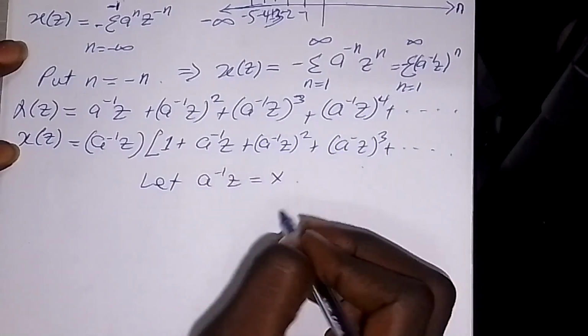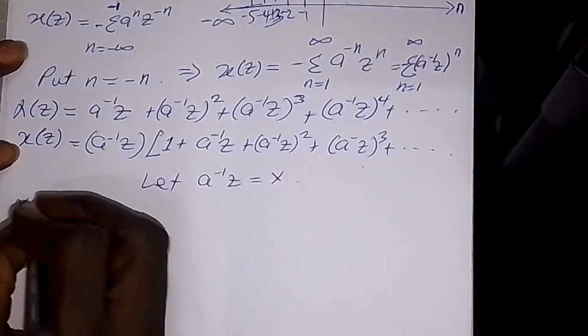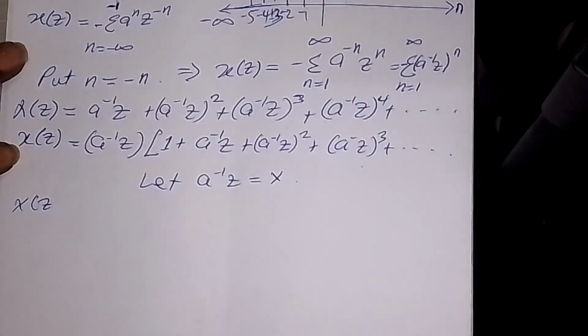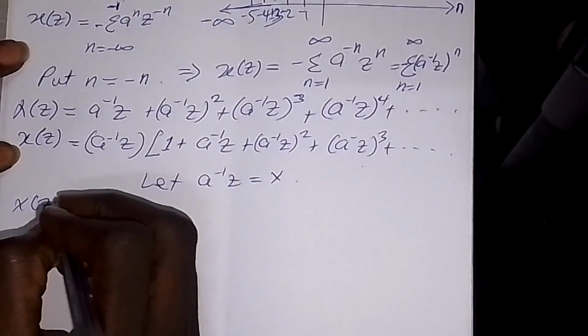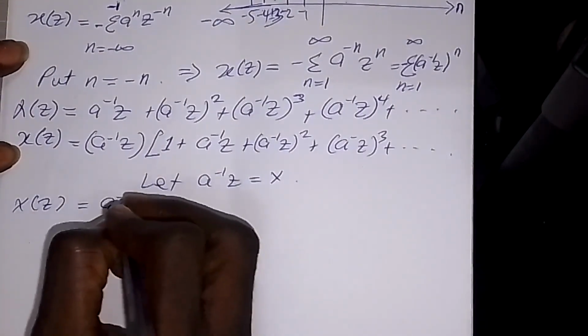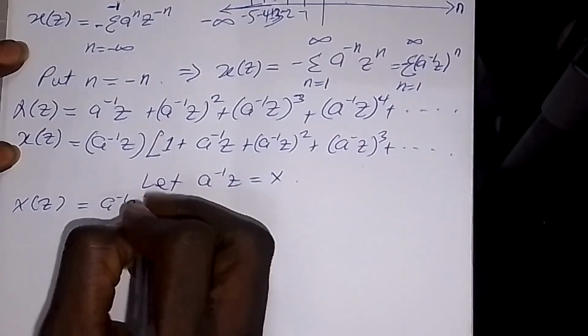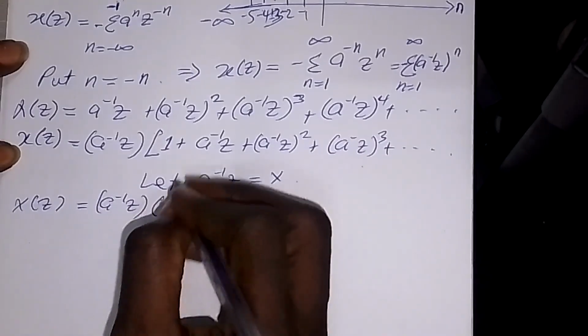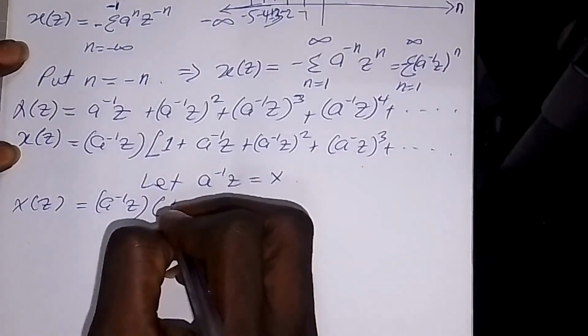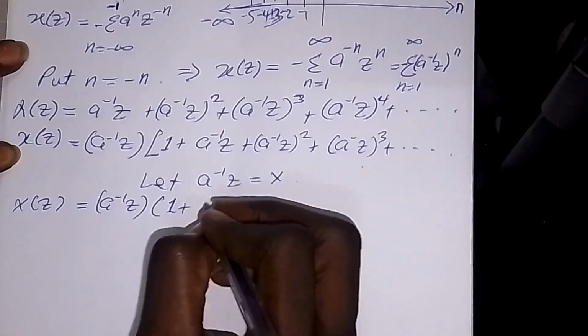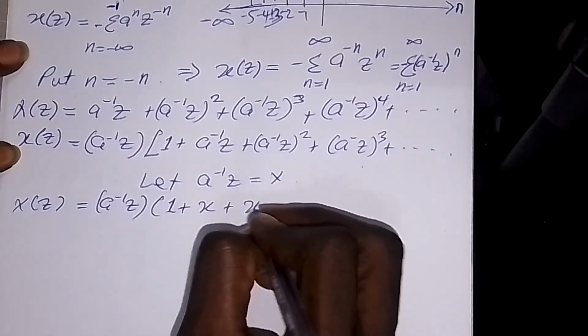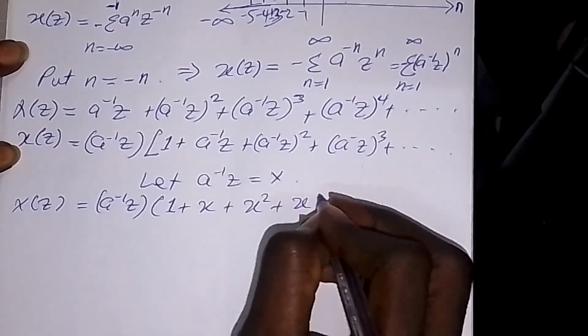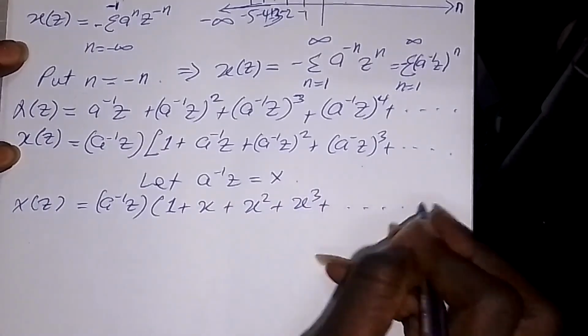Now let a exponent minus 1 z be equal to x. If I do that, then my x of z is actually now equal to a exponent minus 1 z, which is the same, into 1 plus x plus x squared plus x cubed, plus up to infinity.